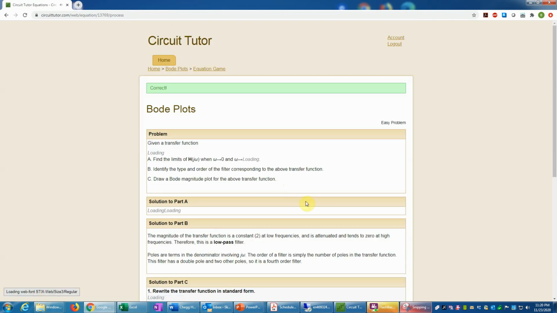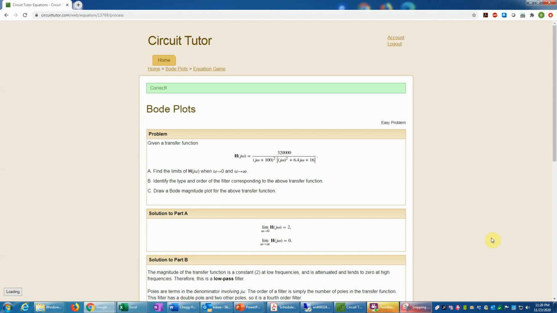So again, just be careful of those quadratic terms that you find omega naught first before you try to find zeta. You can't find zeta until you've worked out omega naught, which you get from this term. Okay.